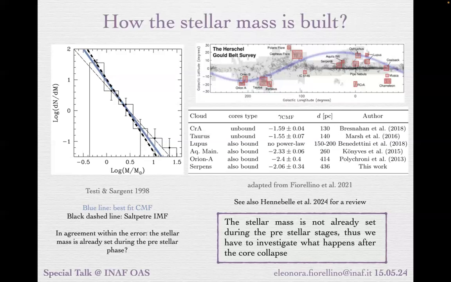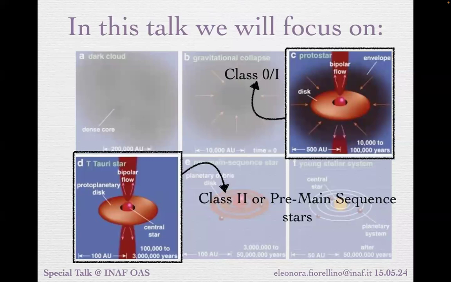So if we really want to answer this question, we have to investigate later stages. We have to study the young stellar objects. So in this talk, we will focus on the protostars, which can be either class 0 or 1, and the pre-main sequence stars, also named class 2, also named classical T Tauri stars.